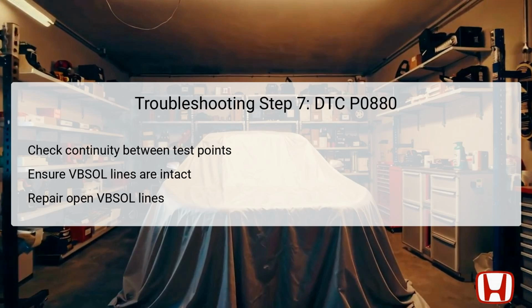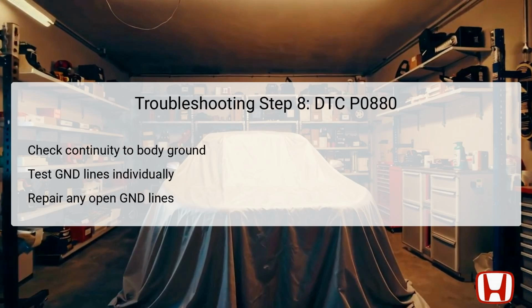Continuity must be assessed between test point 1, which is terminal number 1 of the TCM subharness, and test point 2, which is terminal number 3 of the TCM 58P connector, as well as between test point 1 at terminal number 4 and test point 2 at terminal number 6, respectively. If continuity is confirmed for both checks, the VBSOL and VBSOL-II lines are deemed intact. If no continuity is found, this indicates that there is an open circuit in either line, which would require repair to restore proper communication and function between the sensor unit and the TCM.